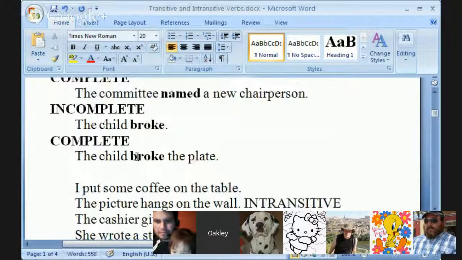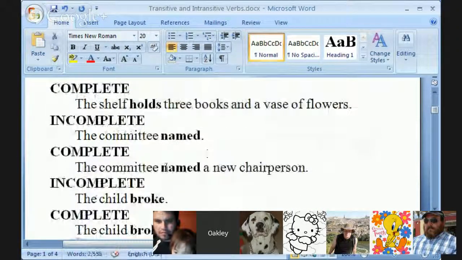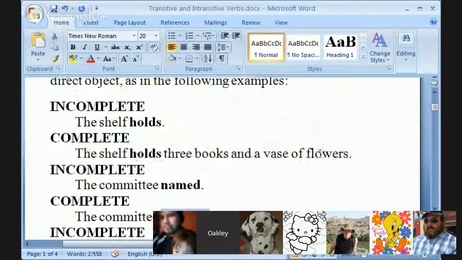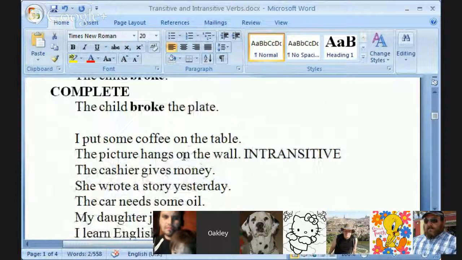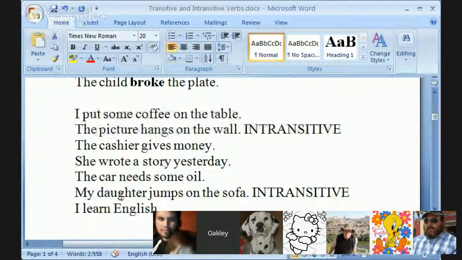The child broke what? The plate. The committee named what? A new chairperson. The shelf holds what? Three books. All right. The cashier gives what? Money. She wrote what? A story. The car needs what? Oil. If you can answer what with an object noun, then you most certainly have a transitive verb sentence.